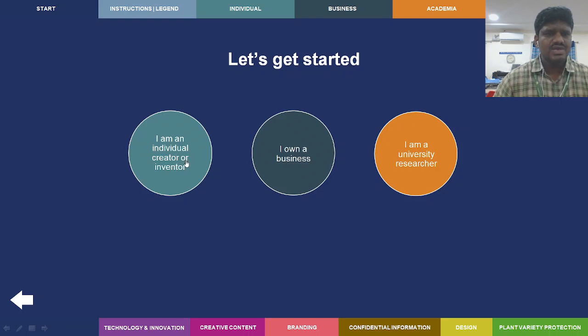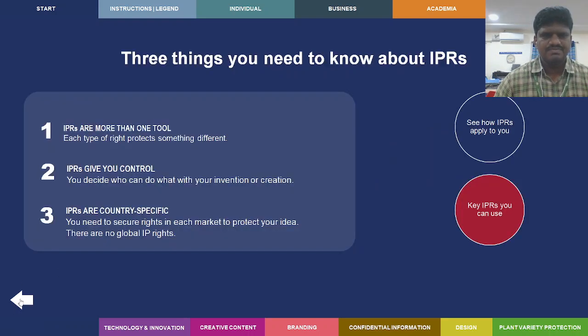I am an individual creator and inventor. It's applicable to you. If you have a business, then also applicable. If you belong to a university, or are a researcher or a teacher or a faculty or a student, so for anything, okay, it depends upon the area of working and whether you are an individual or a businessman or a teacher or any educator. So for all the people, the IPR is applicable.